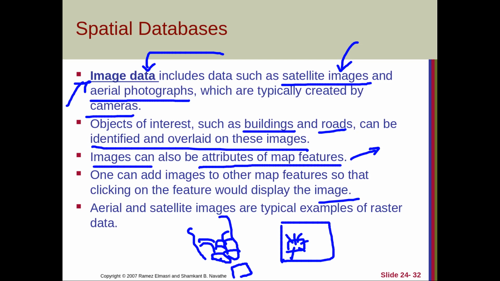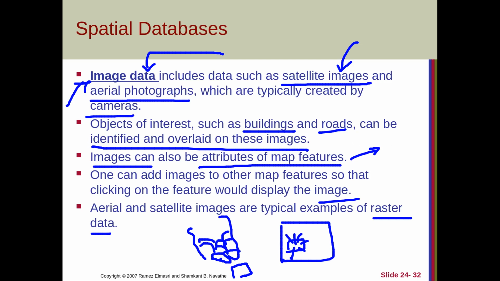Now aerial and satellite images are typical examples of raster data, which is a special type of image data, represented in the image processing concept of the computer science and engineering field. So this is an example of raster data. Raster data is used for representing images, generally aerial and satellite images, for representing the different map information for the spatial databases that we are following.